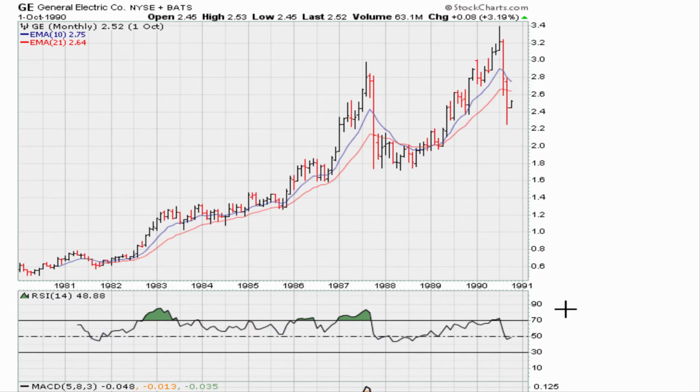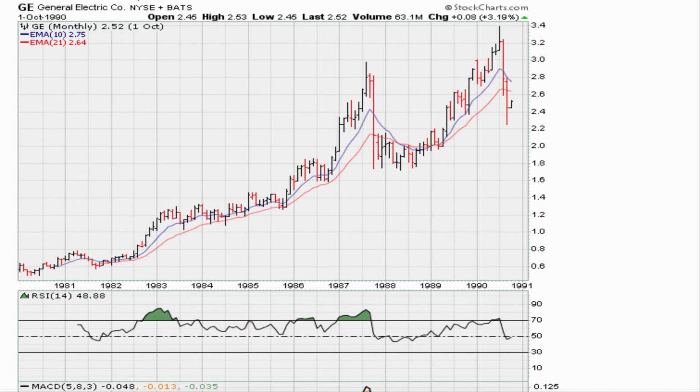So again, take a look at this and we can see that looks like uniform activity formation by the time we begin October of 1990. So by the beginning of October 1990, on the monthly, RSI looks like it wants to go back above RSI 50 with uniform action. Again, the key is the uniform action.